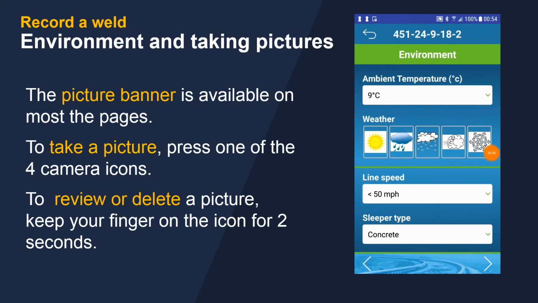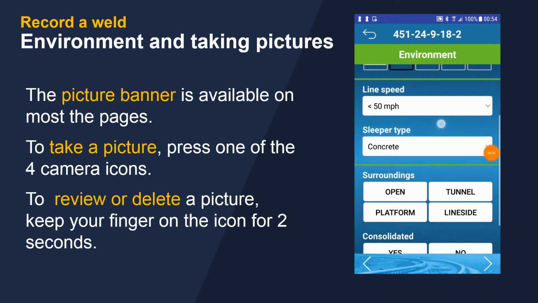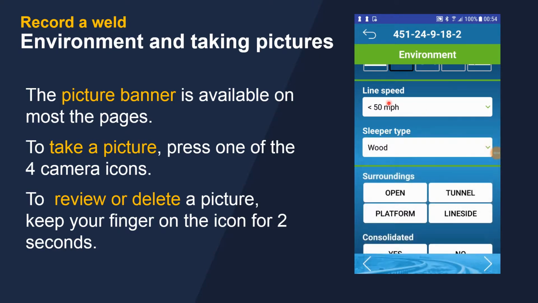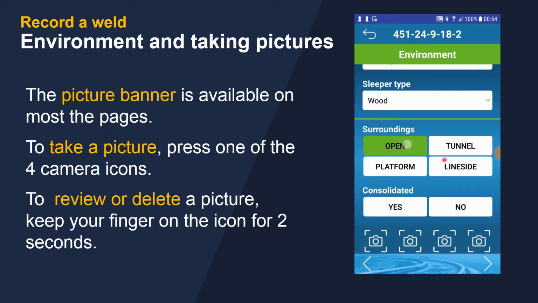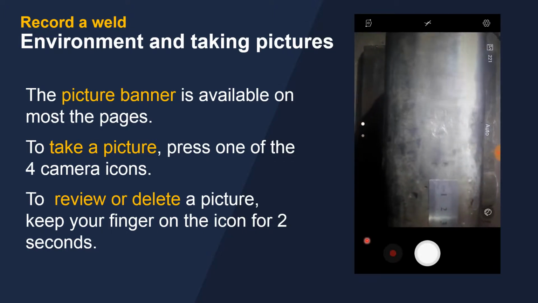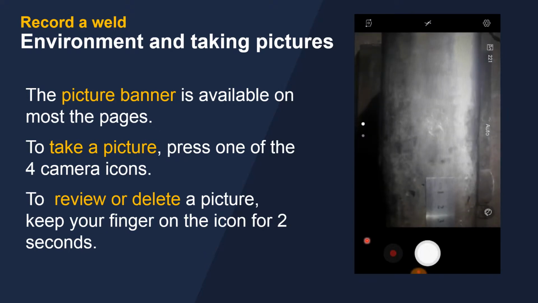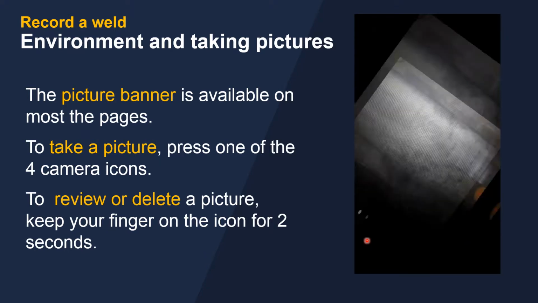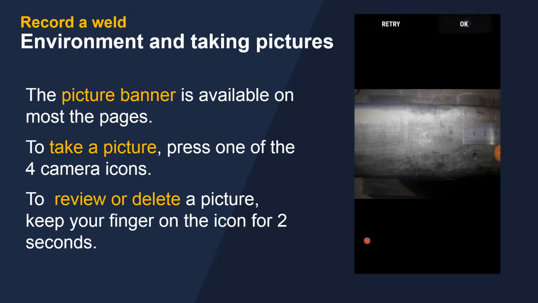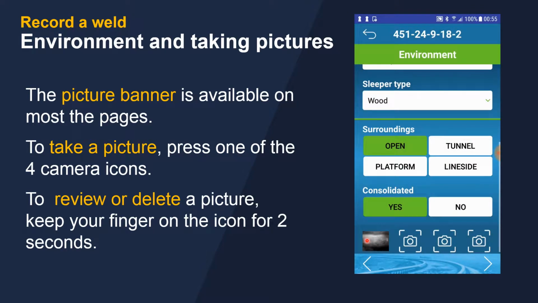The environment page will allow you to indicate the information about the workplace, such as the type of sleepers, the temperatures, the weather, or the type and speed of the line. You will notice that a picture banner is available on most of the pages. To take a picture, press one of the 4 camera icons. To review or delete a picture, keep your finger on the icon for 2 seconds.